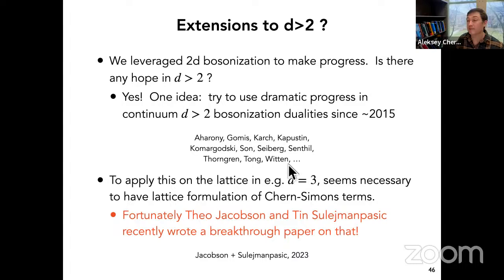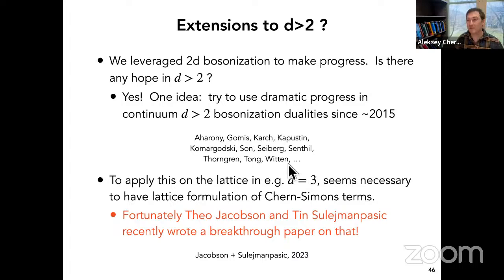That is not straightforward. However, there was a recent very nice paper by Theo Jacobson and Tin Sulejmanpasic that basically, I think, solved the problem as far as I understand, at least for some subclass of Chern-Simons theories, which is good enough to get started. And so you can hope to pursue this direction. Hope. I'm not saying it's going to work. You have to do the work to see, but there's a chance.